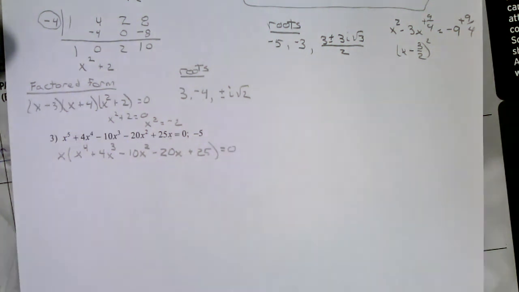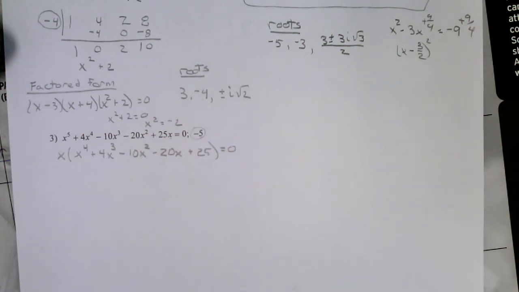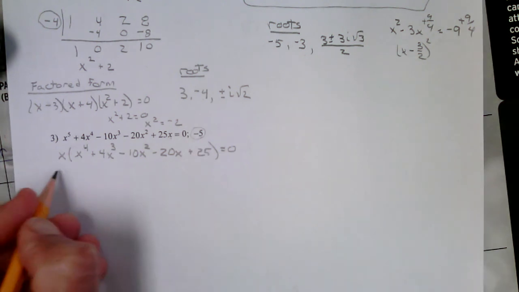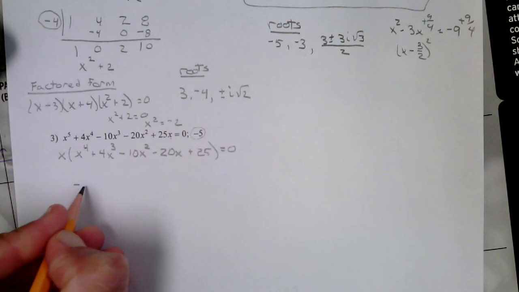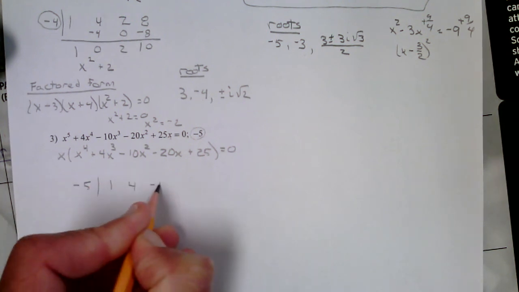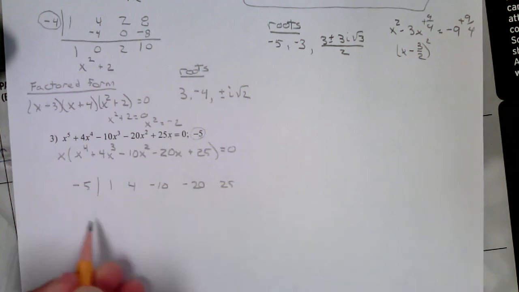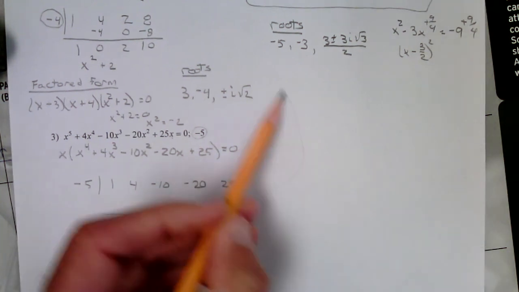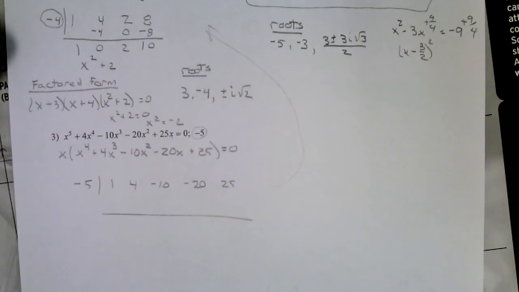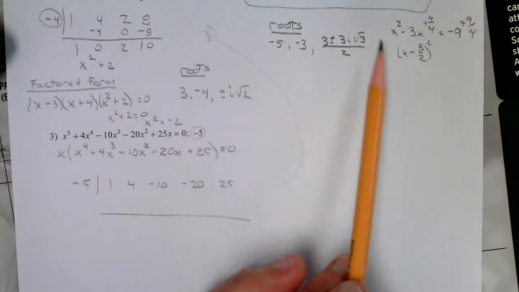And that equals 0. Now, once again, you are given one of the roots, so now you can go to your synthetic division. 1, 4, negative 10, negative 20, and positive 25. And you can do the same thing you did in the problem above to get your factored form when you get there and to get your roots.